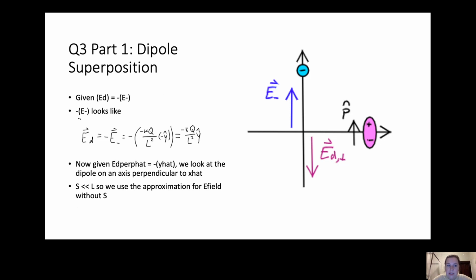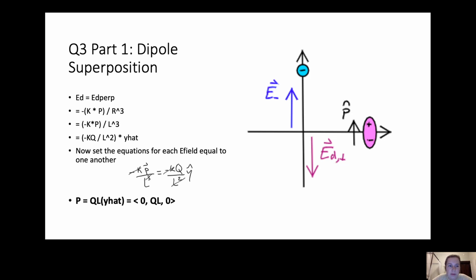So, E_D is equal to negative E negative, the electron's field, which looks like negative, in parentheses, negative kq over L squared times negative y hat. This can then be translated into simply negative kq over L squared times y hat, as those signs cancel out. So now that we see E_D perp hat is equal to negative y hat, we look at the dipole on an axis perpendicular to x hat. Given that s is less than L, we use the approximation for an E field without s.